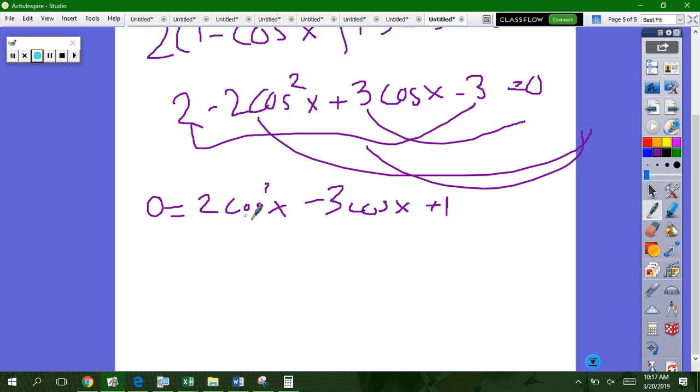Doesn't this look like 2x squared minus 3x plus 1? So we could do what? Factor like the tractors we are.